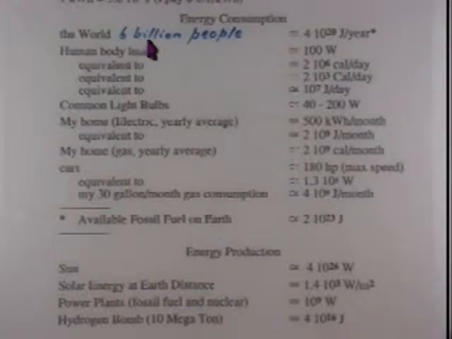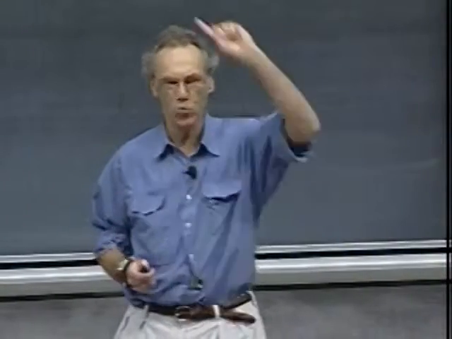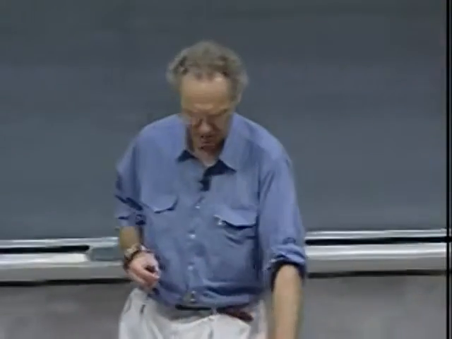6.00000 billion people now on Earth is about 4 times 10 to the 20 joules per year. That is the entire consumption. The United States has only 1/30 of the world population and consumes 1/5 of that. We are really energy spoilers, big energy spoilers.